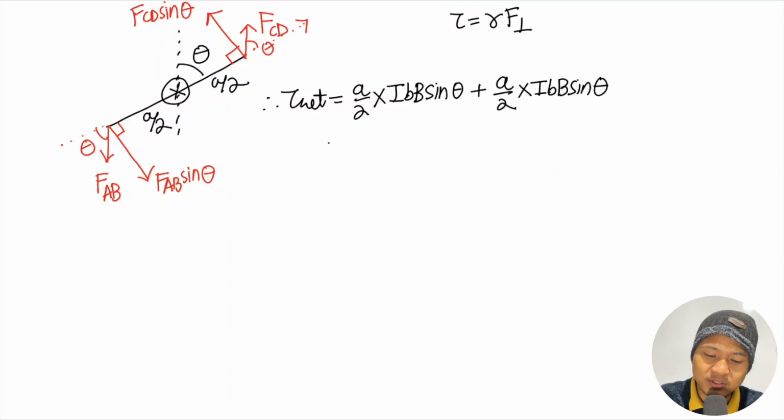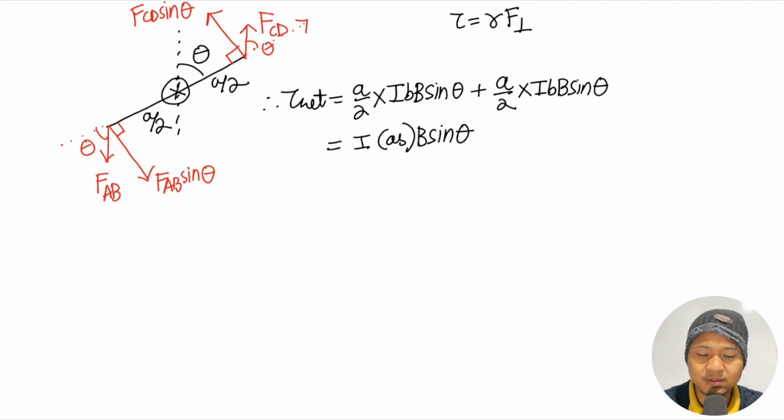So we get A into B into sin theta. In general, at an angle theta, this is how we derive the torque formula. So how much is this? I into A into B into sin theta.